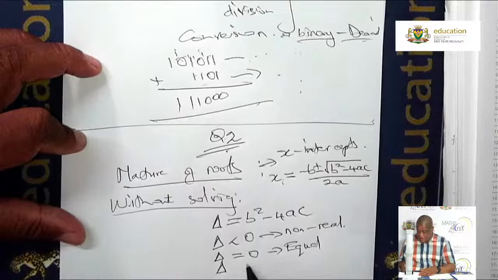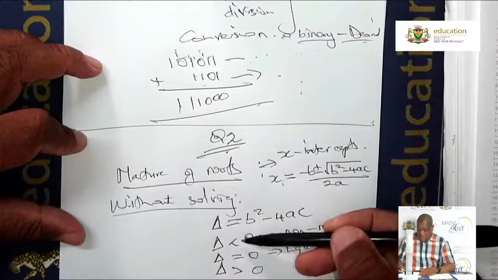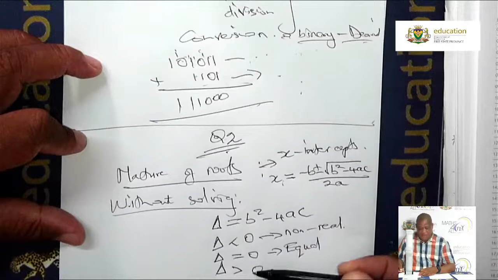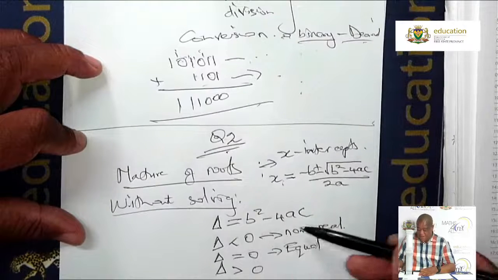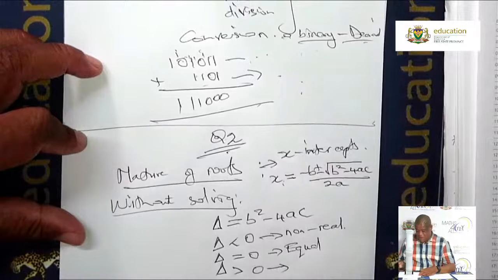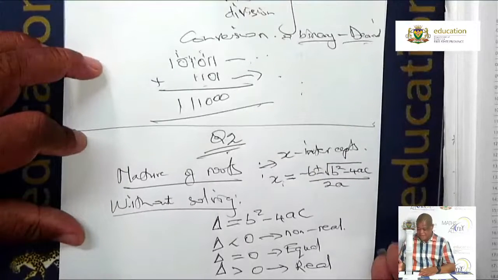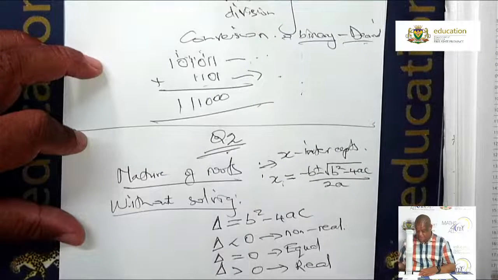That discriminant of ours may be greater than 0. Of course, if it's not less than 0, it can be greater than 0. Now, once it's greater than 0, we said less than 0 is non-real. It's automatically telling us if it's greater than 0, then we are talking of the real. Those roots of ours are real. Just by saying greater than, we mean they are real.